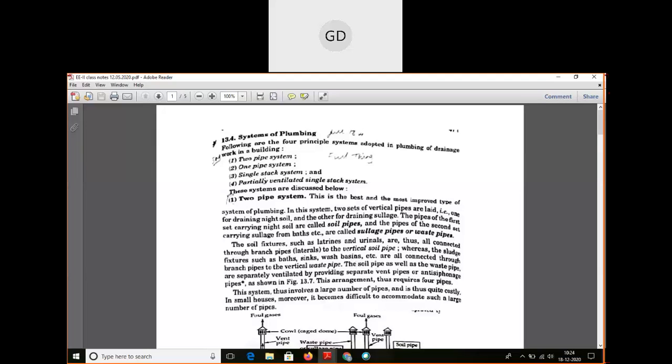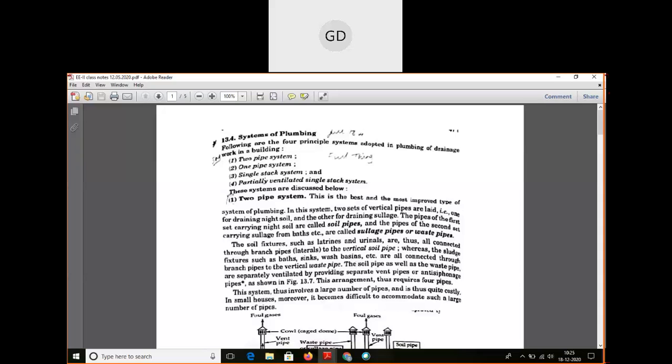So what is the main thing of the two pipe system? Two vertical pipes are laid: one set of pipe carries the night soil and the other drains the sullage. The pipe carrying the night soil is known as the soil pipe, and the second set carrying sullage is known as the sullage pipe or waste pipe.